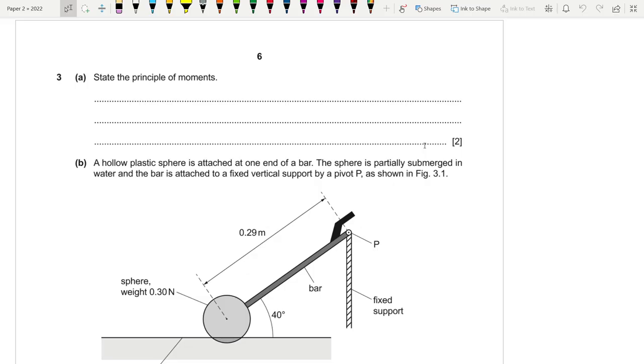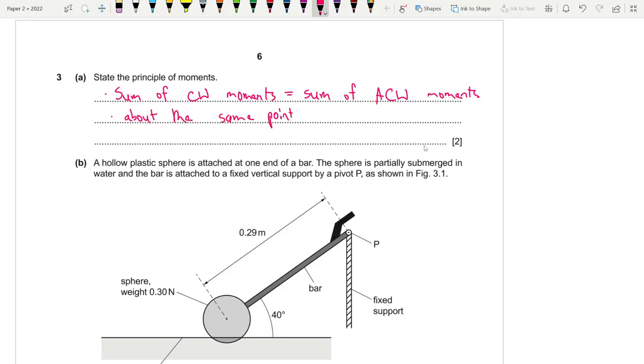State the principle of moments. The principle of moments states that the sum of clockwise moments is equal to the sum of anticlockwise moments about the same point for an object in rotational equilibrium. All right, see if that makes sense.